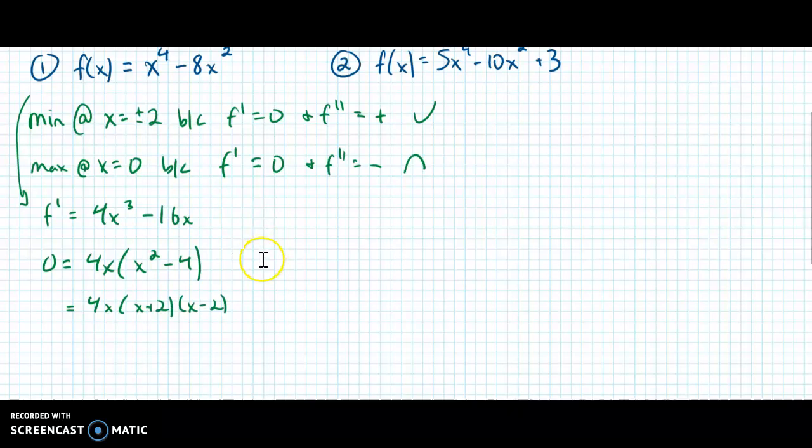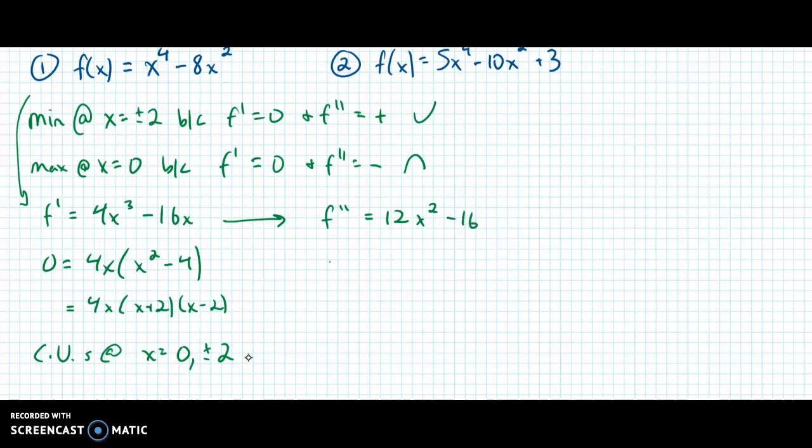And what values make this equal to 0? Well, I get CVs at x equals 0, comma, plus or minus 2. So at this point, I've shown that f prime is 0 for those 3. Now what I need to do is find the second derivative. So I'm going to come over here and take the next derivative of that. F double prime is equal to 4 times 3 is 12, x squared, and then minus 16.